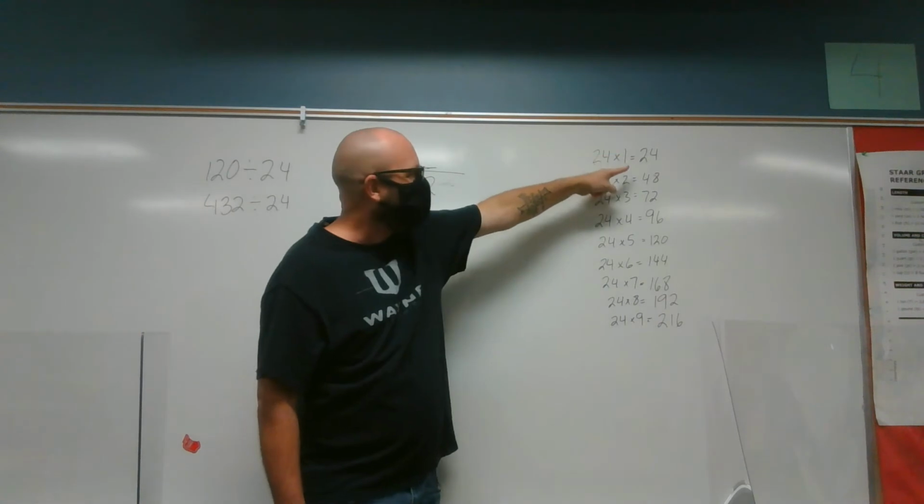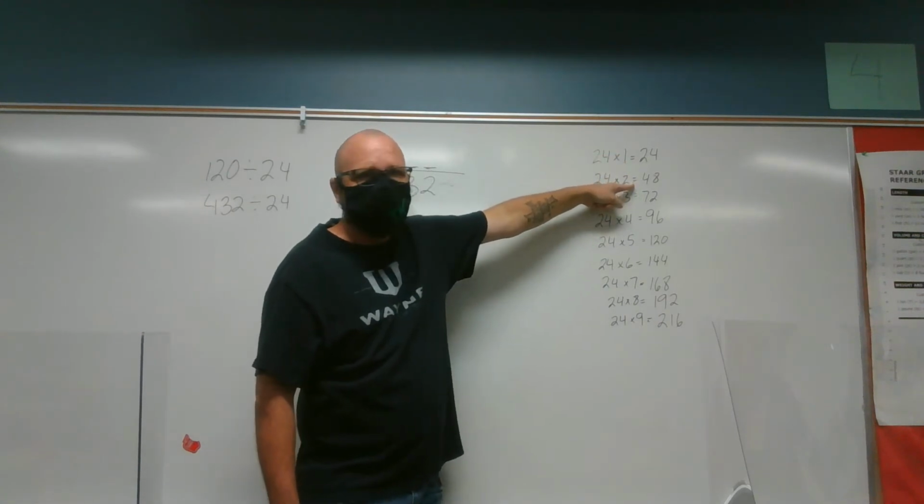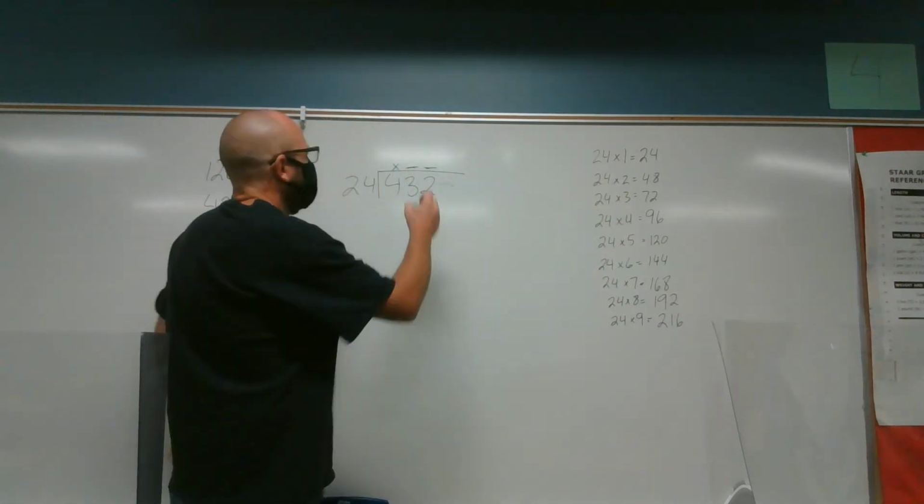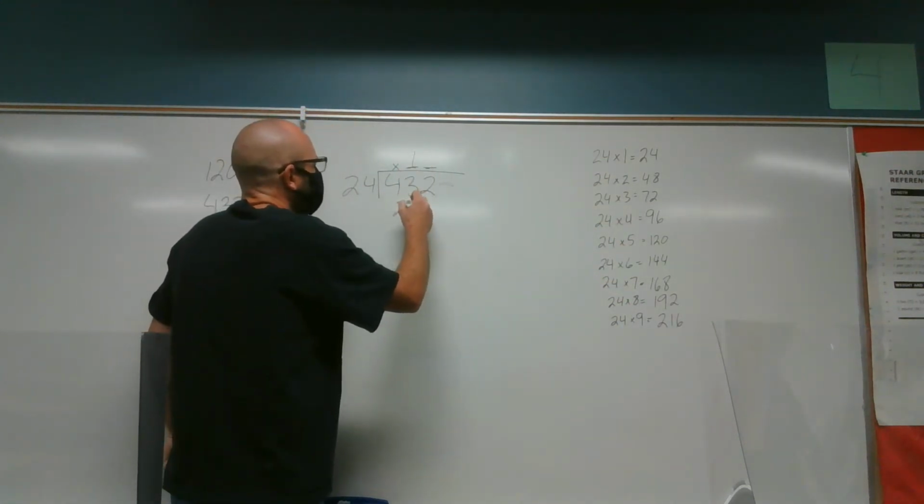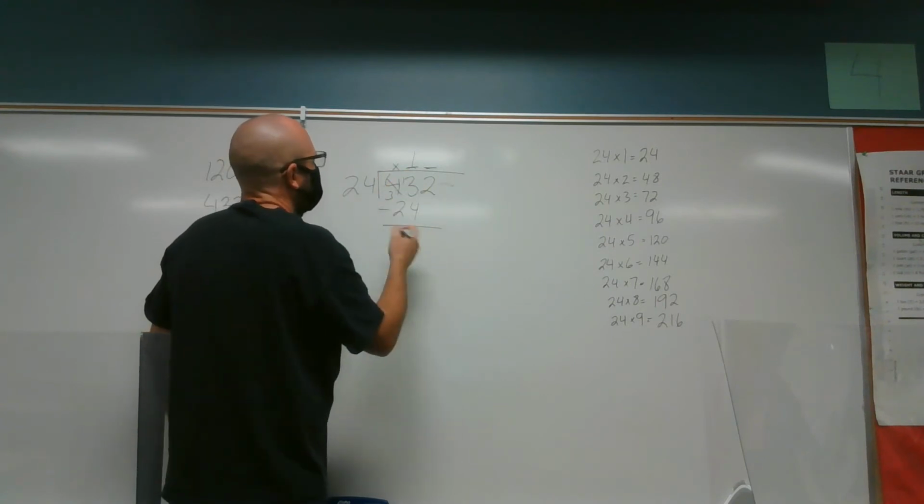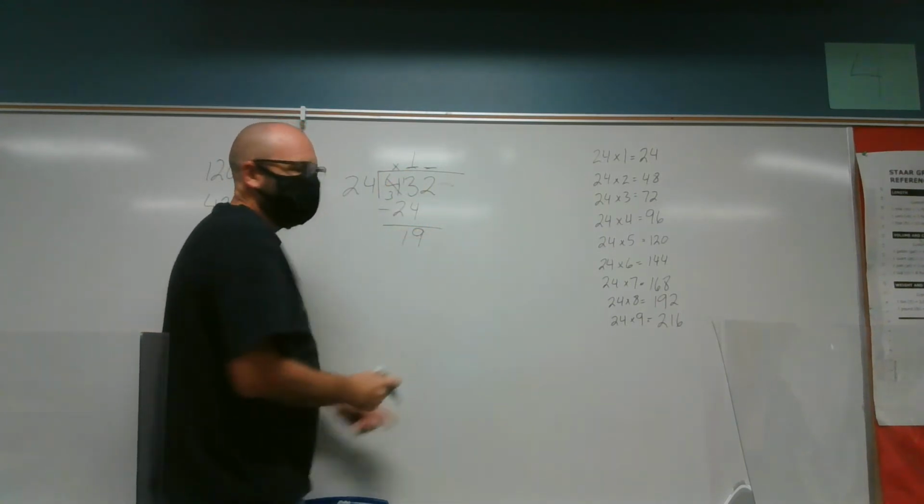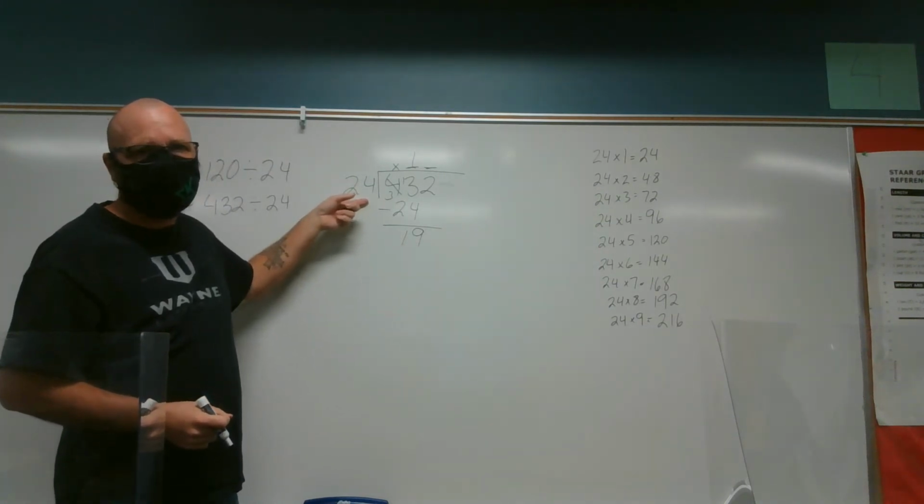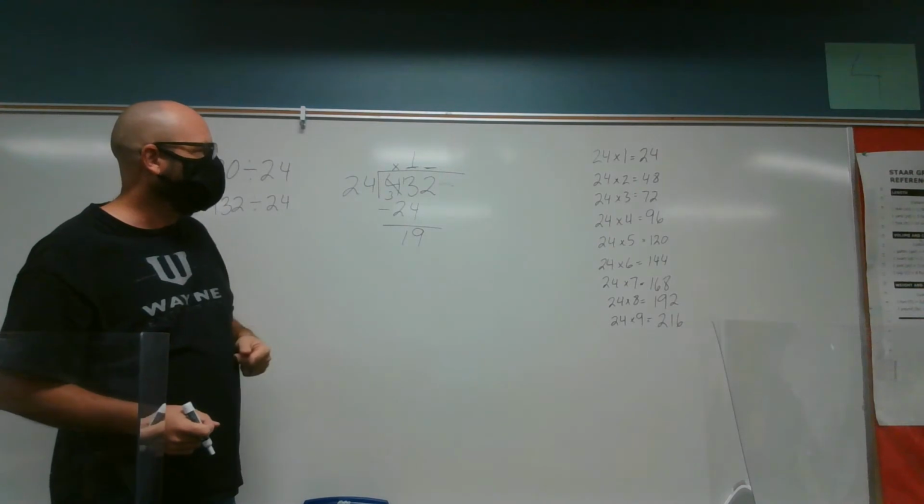Now I see how many times 24 goes into 43. I go over here and look. I got 24, 48. Oop, 48's too big. So it can only go in one time. So 24 times 1 is 24. I subtract, and I get 19. And when I subtract, I always want to get a number smaller than my divisor. 19 is smaller than 24, so we're in good shape.